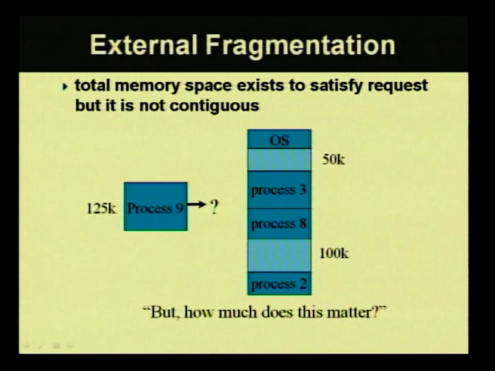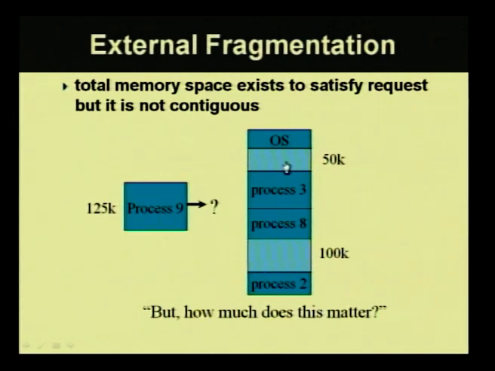Now comes external fragmentation, which results as a part of the completion of a process. So, here is the OS. Here are process 3, process 8 and process 2 mapped. Here is a 50K hole, and here is a 100K hole which is free. However, a 125K process will never be accommodated inside this hole or this hole.